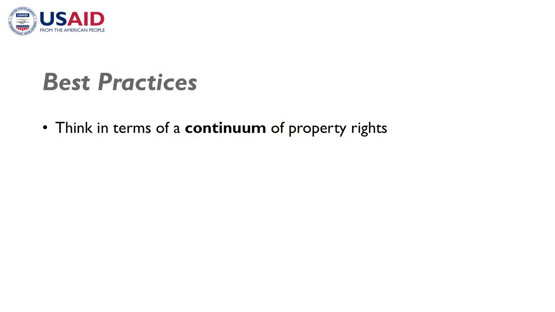So let's look at some best practices. Thinking in terms of a continuum of property rights. This is the idea that I mentioned, whereby we need to think not in terms of boxes, box A, box B, but in terms of continuums, and not just thinking about full property rights, but things like use rights. In Mexico, for example, in the ejidos, in these communities, they get certificates of rights that are for usufruct rights.